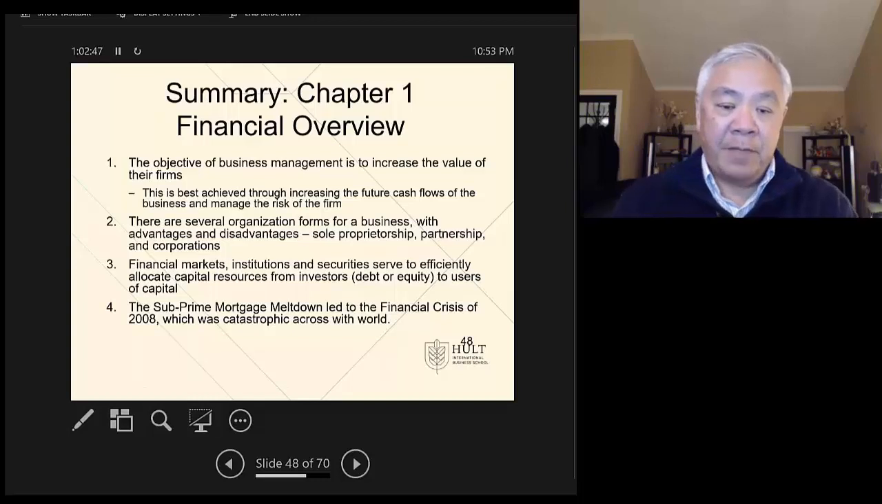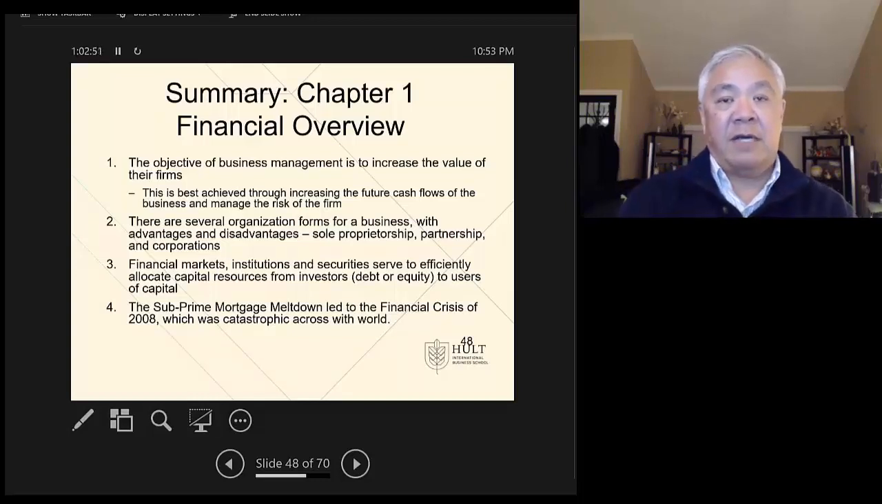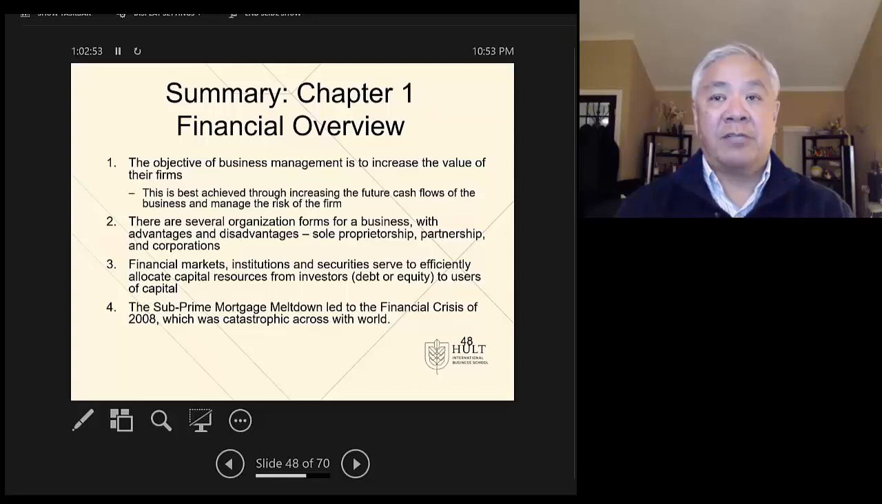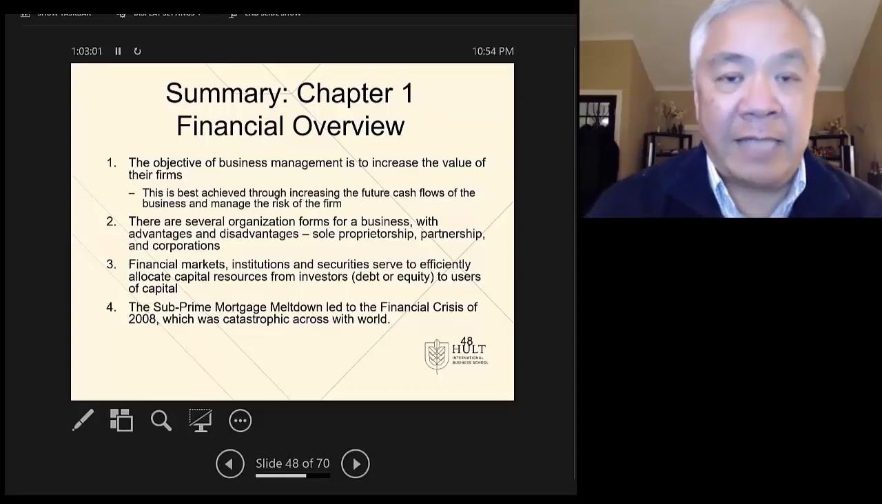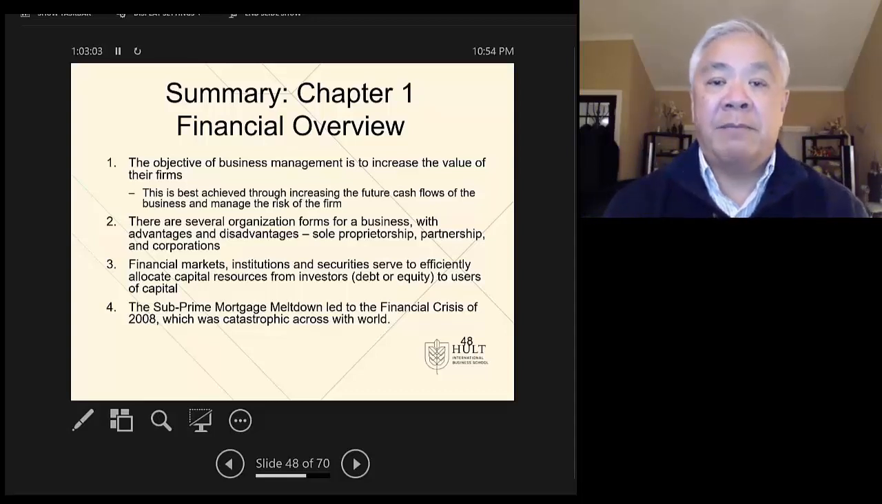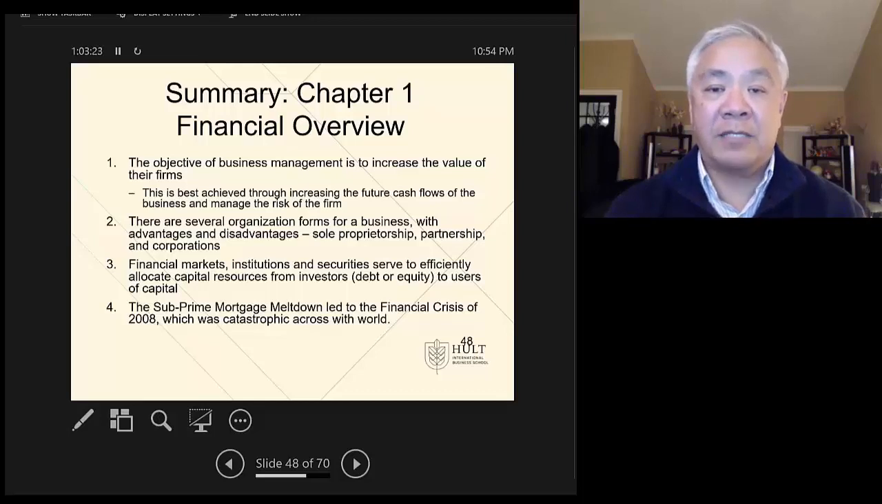So, summarizing chapter 1: the objective of business management is to increase the value of their firms. We often measure that through the use of future free cash flows and weighted average cost of capital to derive a financial value. And there are many forms of forming a business, starting with the simplest, which is sole proprietorship, going to a partnership, which could be general or limited, and to corporations, which could be a regular C corporation, a subchapter S corporation, or a benefit corporation.